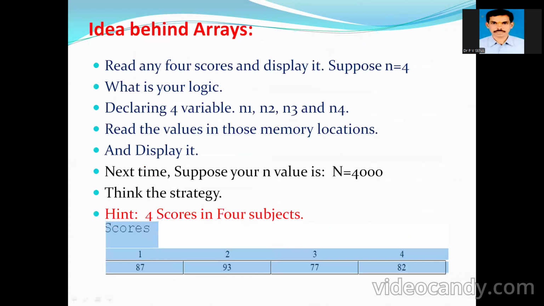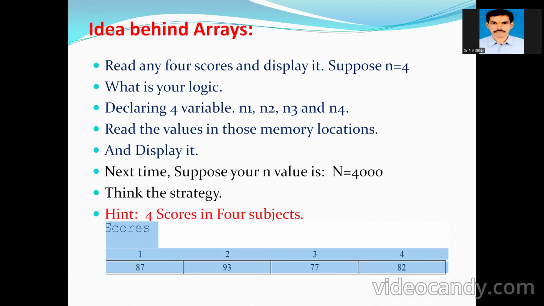The idea behind arrays: suppose you read 4 scores, or 4 subject marks, and display them. Suppose your n value is 4. So what is your logic? The logic here is human sequential thought. We declare 4 variables n1, n2, n3, and n4, and in these 4 variables we store the 4 subject marks.